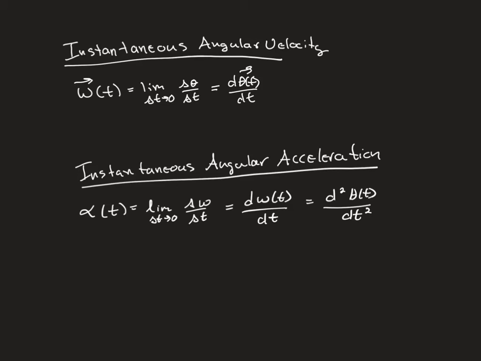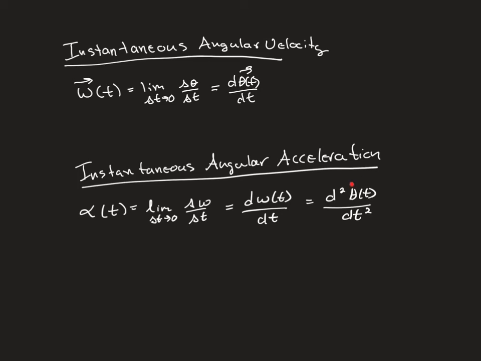We can do the same thing between angular velocity and angular acceleration, where if we're given an angular velocity function, we can take the first derivative and find a function for the angular acceleration, which then if you're given a time, you can plug the time into to find the angular acceleration at that particular moment.